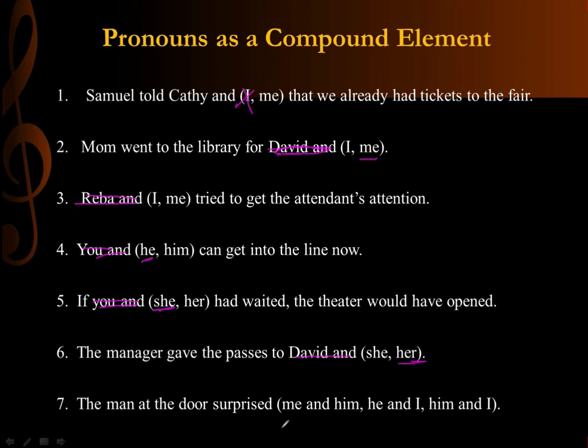The man at the door surprised me, yes, and the man at the door surprised him. Okay, so we had to read it twice. That's okay. But you wouldn't want to say the man at the door surprised he, and you wouldn't want to say the man at the door surprised I. So read it separately, read it twice. The man at the door surprised me. The man at the door surprised him. That's your answer right there.